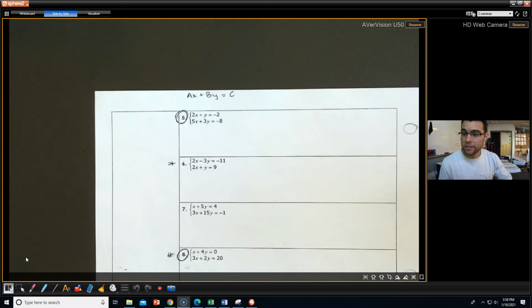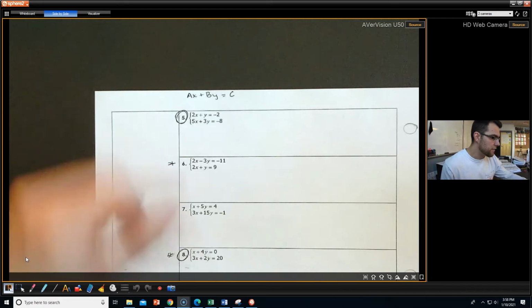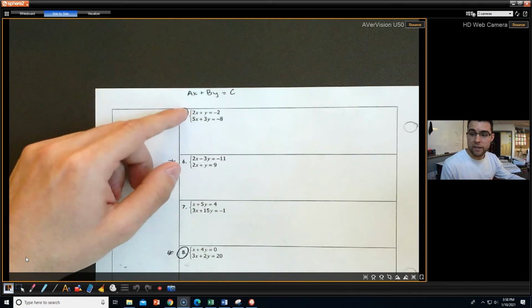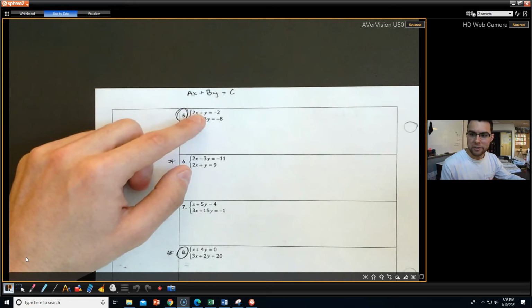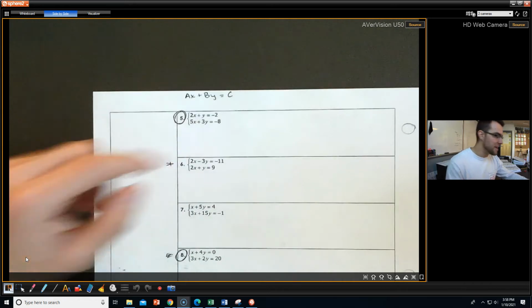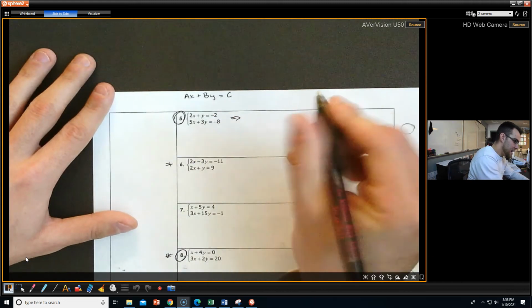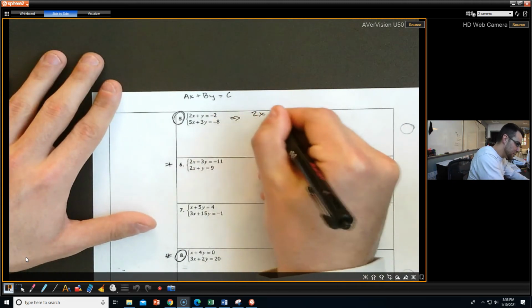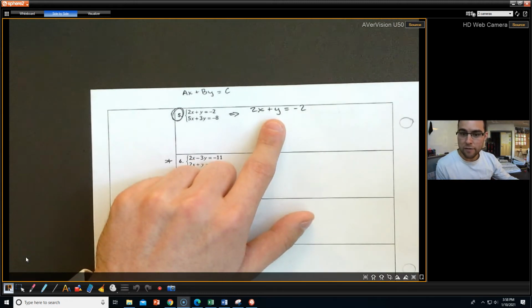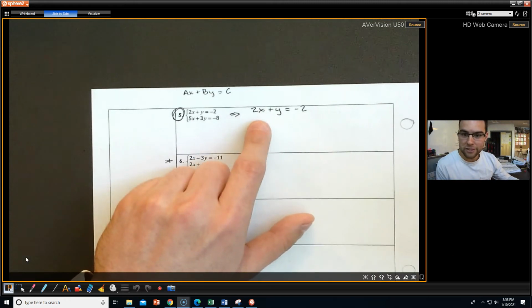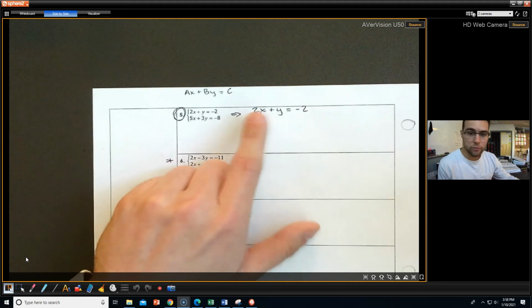You can choose which one to make it easier. My advice is pick the one where your variable doesn't have a number in front of it, like this top one right here. If we look, the y doesn't have a number next to it. So to get y solved by itself, I'm going to take this 2x plus y equals -2. And I want to get y by itself. So I'm going to get rid of this 2x. To do that, I subtract 2x from both sides.